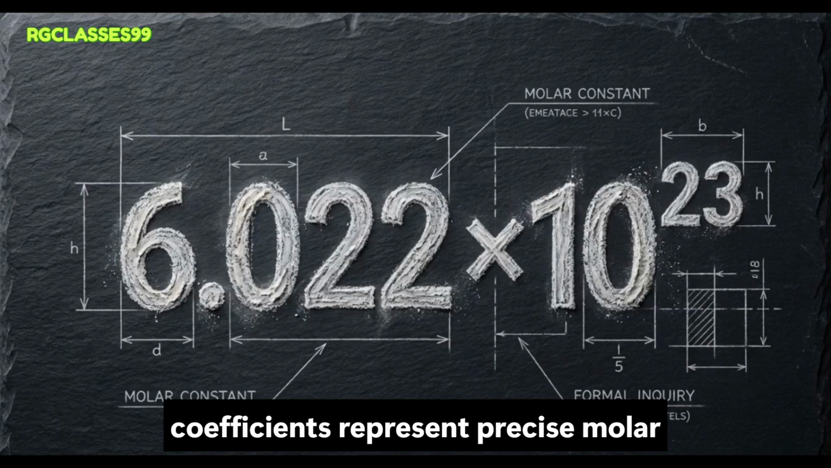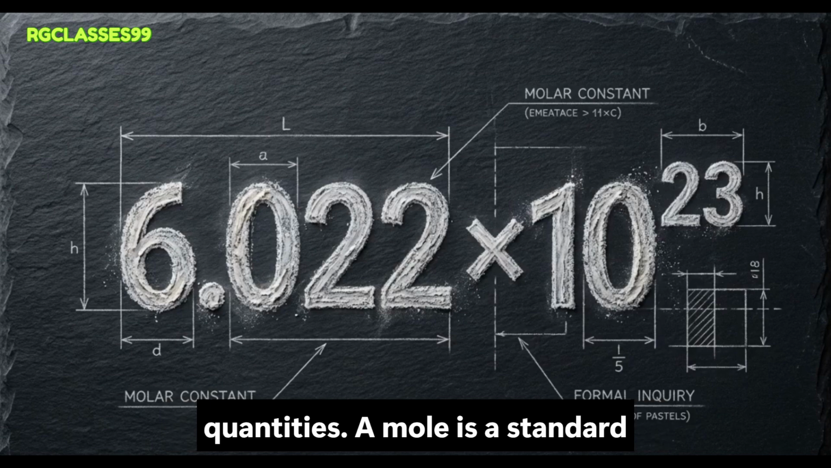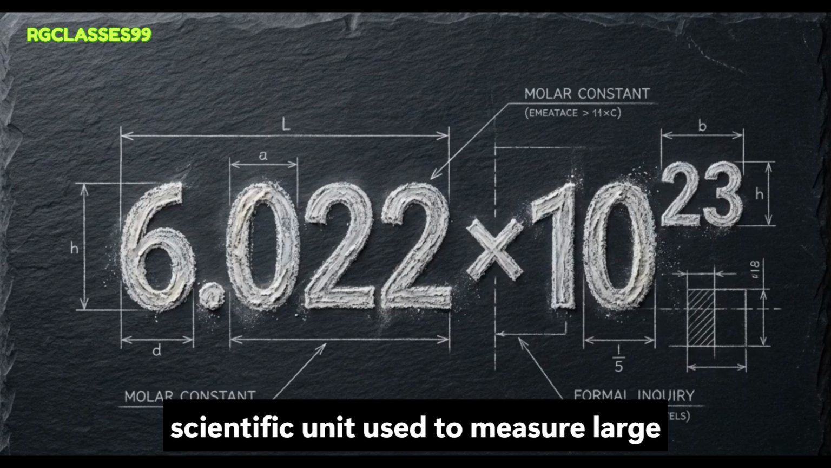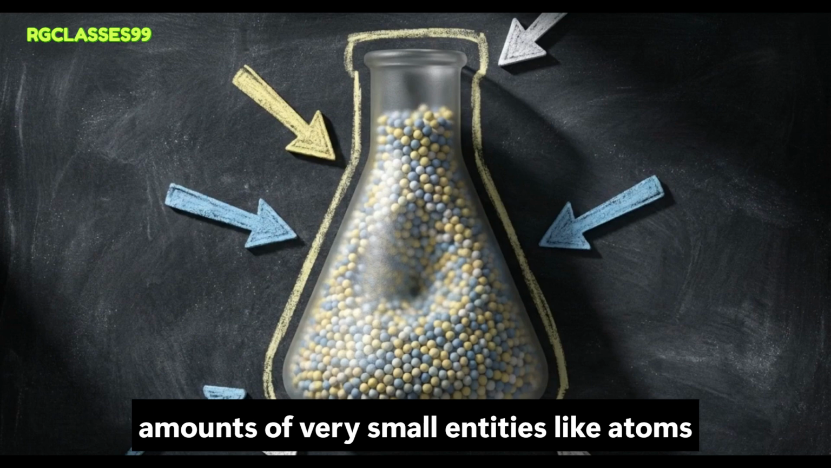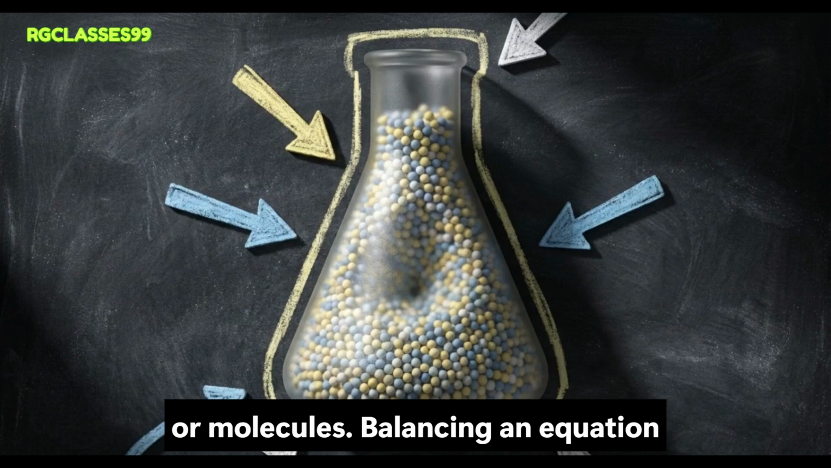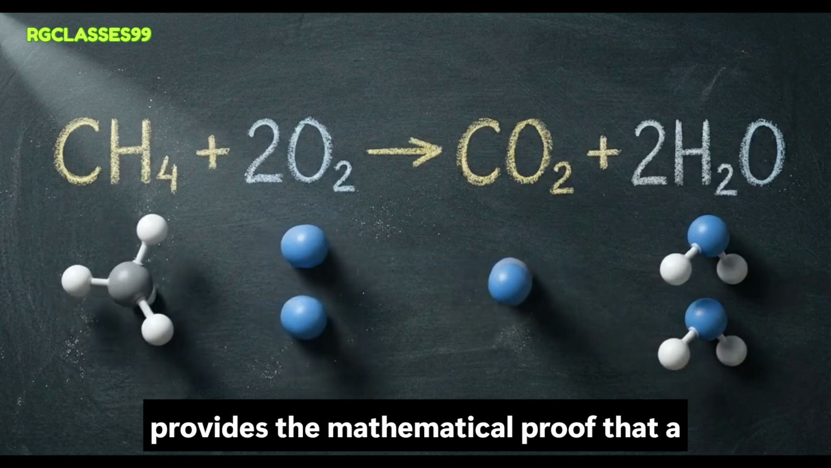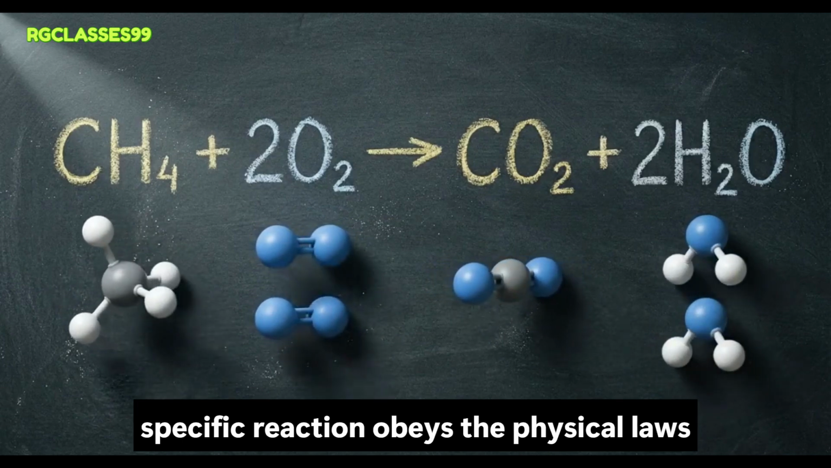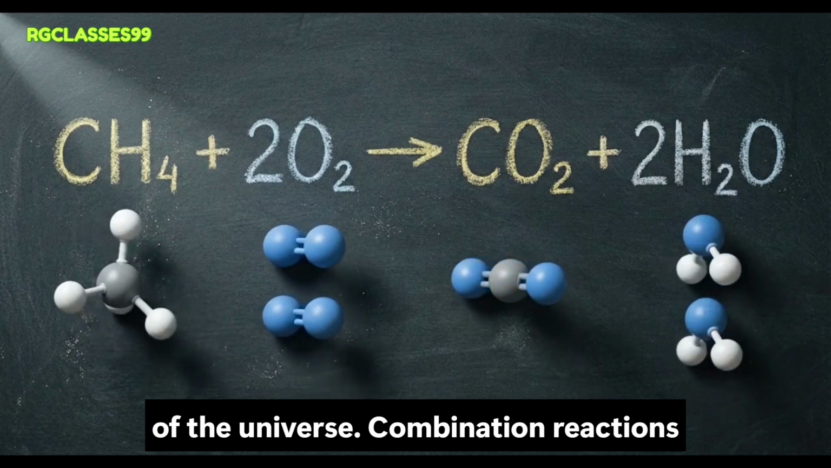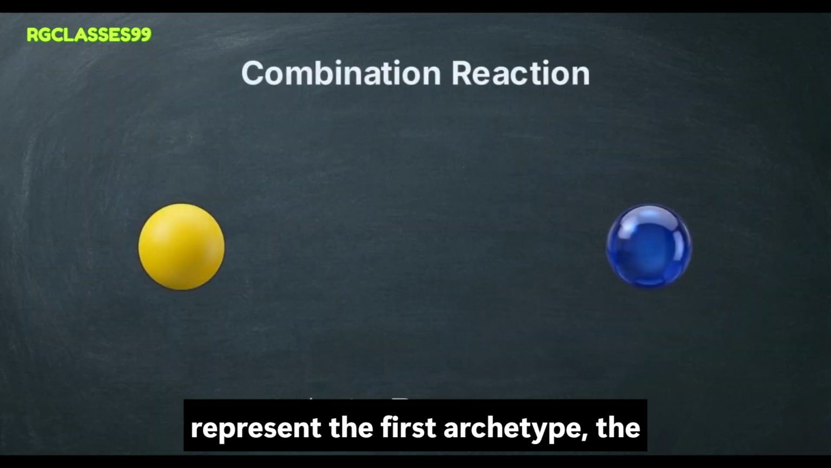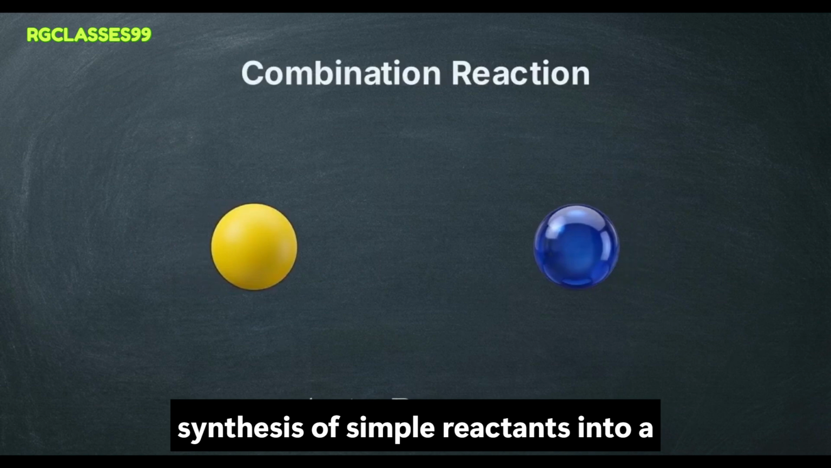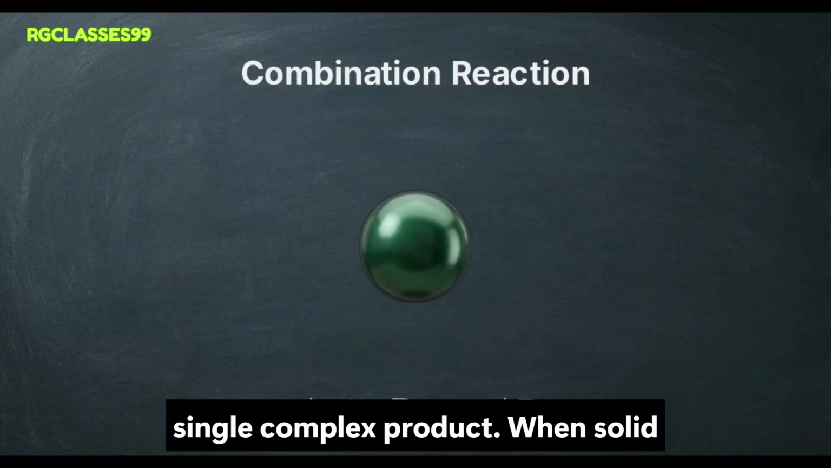These coefficients represent precise molar quantities. A mole is a standard scientific unit, used to measure large amounts of very small entities, like atoms or molecules. Balancing an equation provides the mathematical proof that a specific reaction obeys the physical laws of the universe. Combination reactions represent the first archetype, the synthesis of simple reactants into a single complex product.